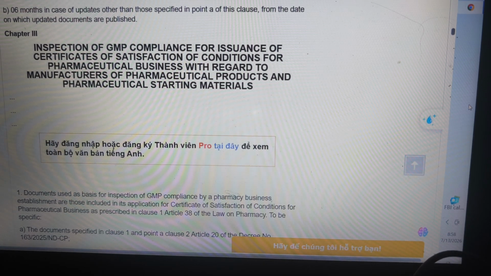Hello everyone. Today I practice reading Chapter 3, inspection of GMP compliance for issuance of the certificate of satisfaction of conditions for pharmaceutical business with regard to manufacturers of pharmaceutical products and pharmaceutical starting material.